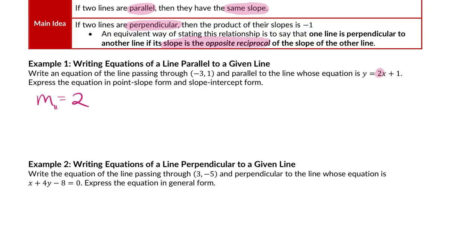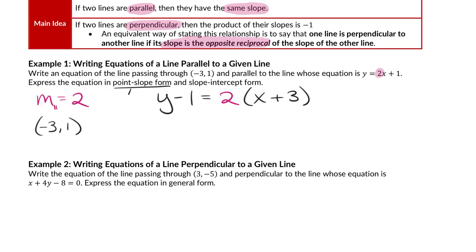Again, to write point slope, I need a point. Do I have a point? Yes, I have -3, 1. Now all I have to do is plug it into the blue equation from the other side of our notes, which was y minus y1 equal to m times x minus x1. Here's the first part, right? It said point slope form. Boom, I have point slope form.